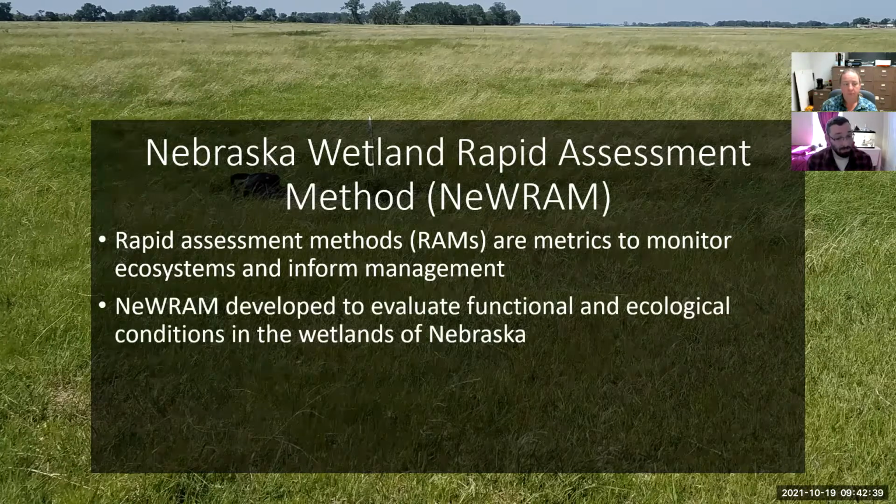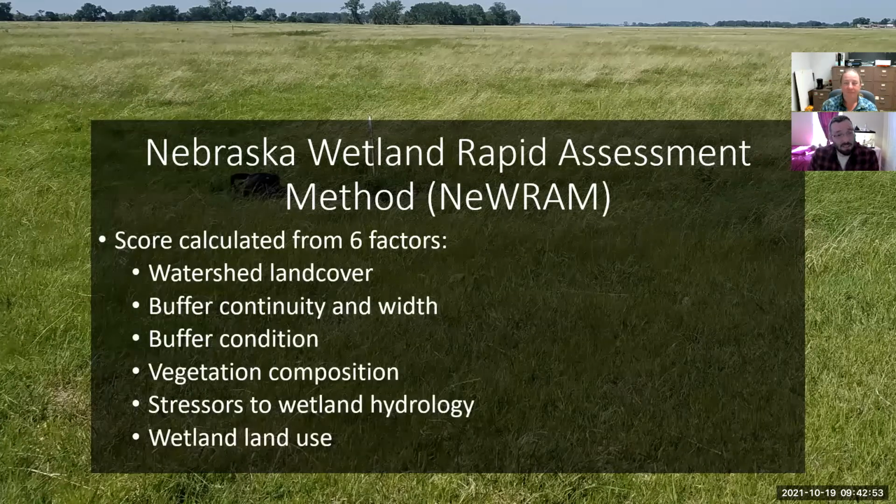The NERAM was developed to evaluate functional and ecological conditions in the wetlands of Nebraska, developed by Ted LaGrange, who may or may not be in the group today. I know he was in some of the sessions yesterday. So the scores are calculated from a total of 6 factors, and these factors vary in whether they're field data or data that you collect in the lab through GIS or something, such as watershed land cover. It's one of those that you would use GIS for.